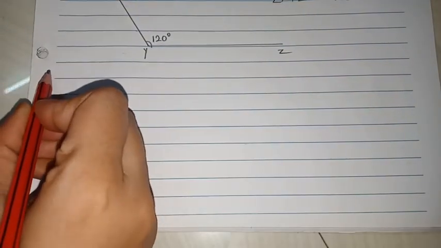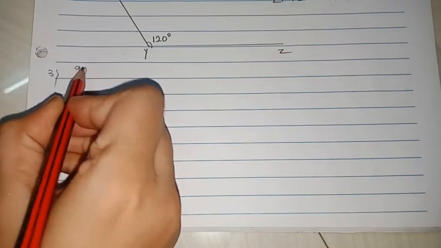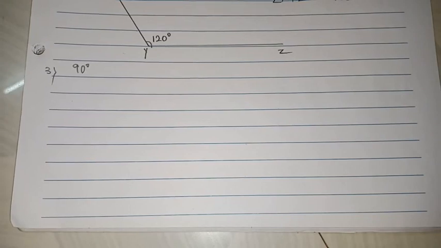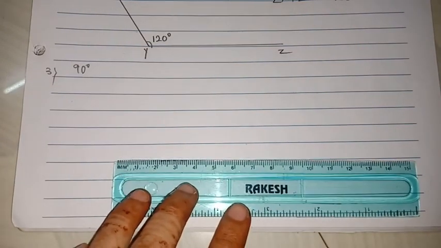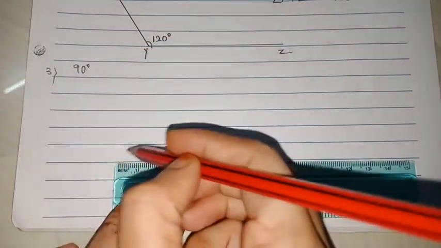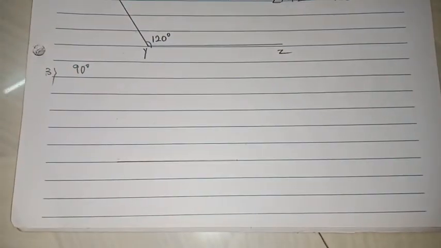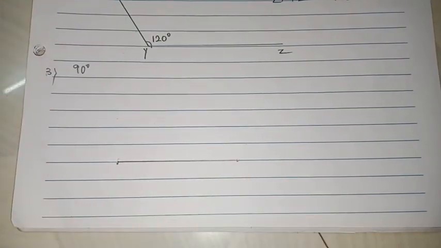Now question number 3, that is 90 degree. Okay, 90 degree, it means this is right angle. Take a scale, draw a line, okay. Now take a protractor and measure 90 degree.